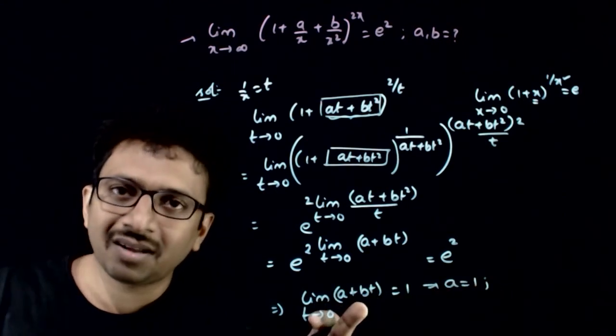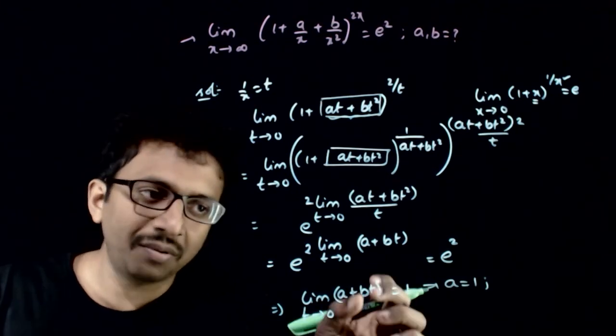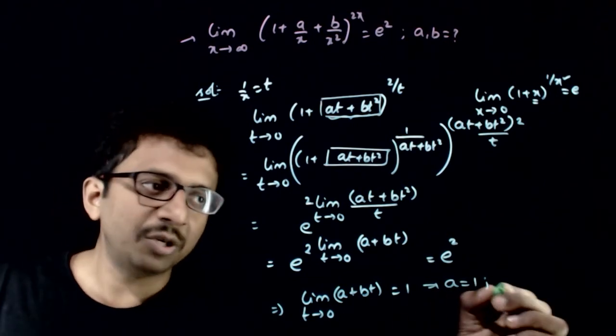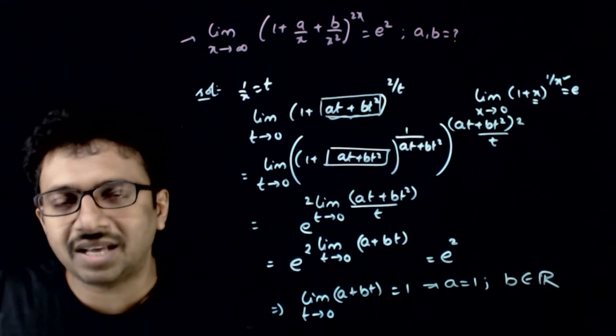And b, does it really matter what b is? So b is combined with t where t tends to 0. So whatever b is, this limit is always equal to a. So a should be equal to 1 and b can be any real number. So that's the answer to this question.